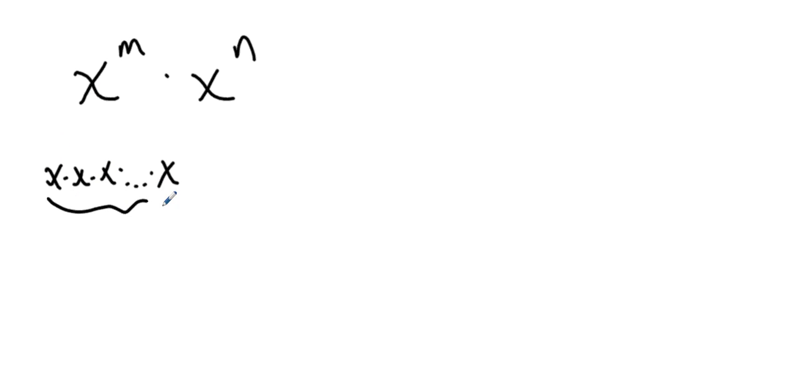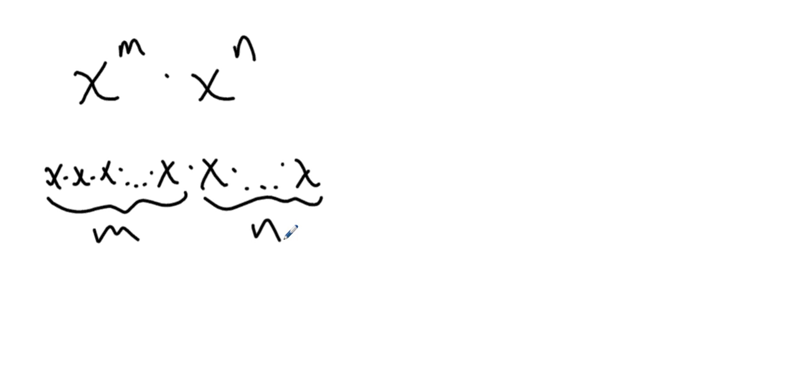Let's look at some rules of exponents. If you have a product, x to the m times x to the n, well, let's consider what this is. This is x times x times x times x, and there are m of those. And similarly, we have n of those. So altogether, we have a whole bunch of x's. How many? m plus n.